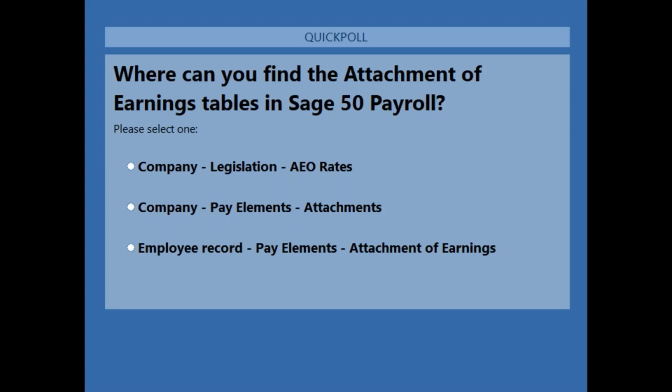So question number 1 is going to be, where can you find the attachment of earnings tables in Sage 50 Payroll? So where can you find the attachment of earnings tables in Sage 50 Payroll? Is it going to be in company, legislation and AEO rates? Is it company, pay elements and attachments? Or is it employee record, pay elements and attachment of earnings?